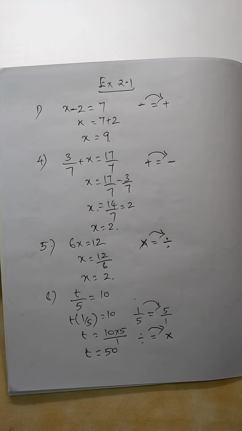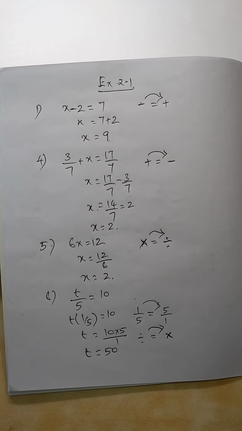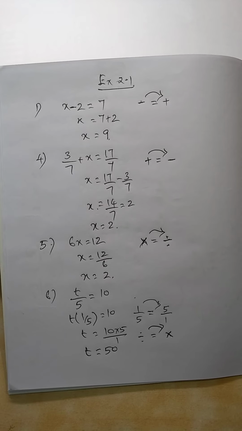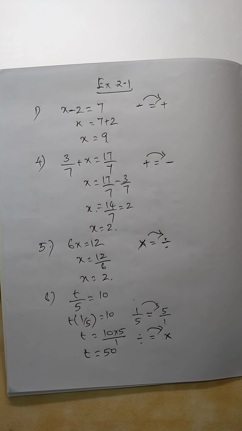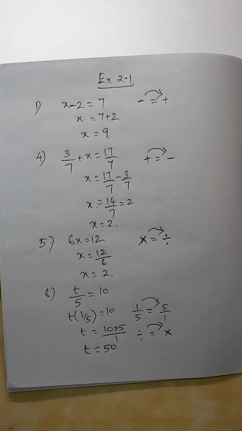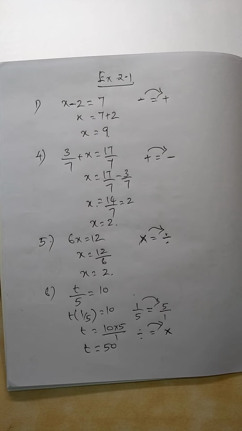Now we go to the fourth question. It is given as 3 by 7 plus x is 17 by 7. On the left we have plus 3 by 7. Now it is transposed to the right, so it becomes minus 3 by 7. So x is equal to 17 by 7 minus 3 by 7. That gives 14 by 7, which is 2.